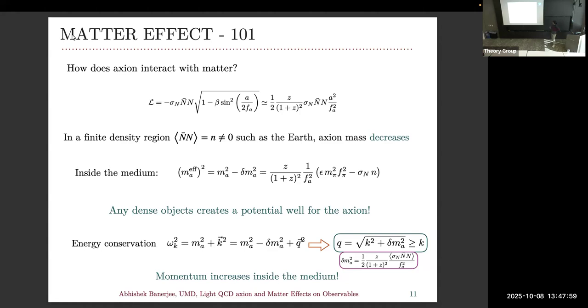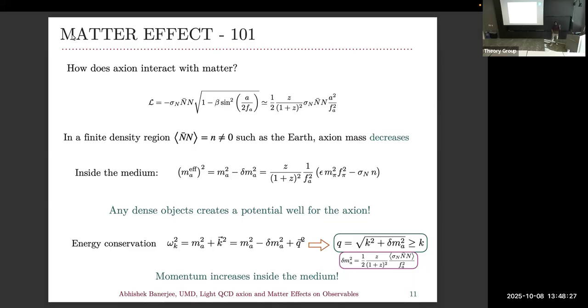That's the reason. But anyway, now in a finite density region, this n-bar n operator gets an expectation value. And the first thing you notice is that the axion mass actually decreases inside the medium. So inside the medium, you have m_a squared, the outside mass, minus some delta m squared coming from this expectation value when the operator n-bar n gets some non-zero expectation value. And this is how you can write it down. Again, this is not surprising.